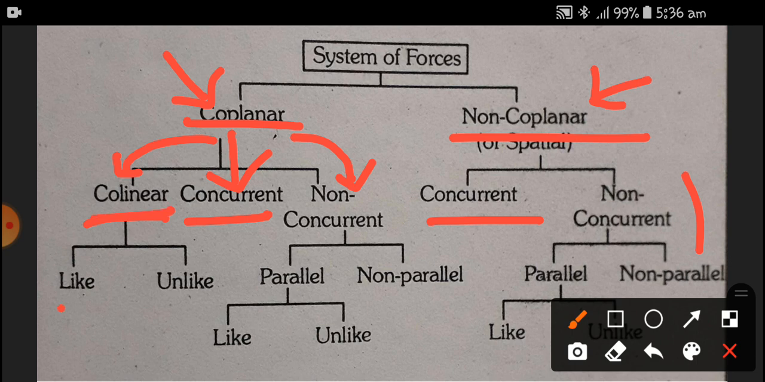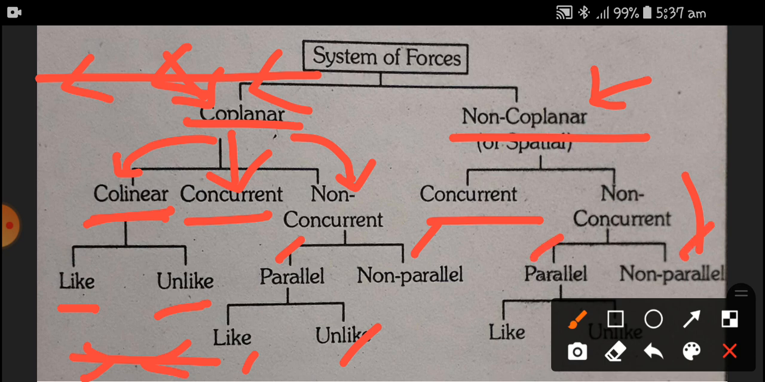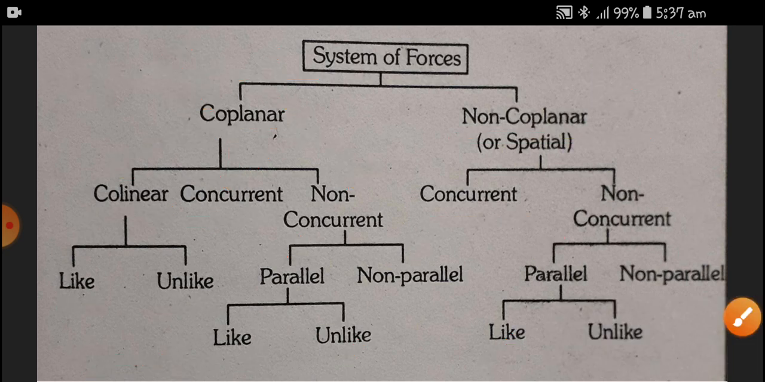In collinear, it may be like or unlike forces. If the line has multiple forces all in the same direction, it is a like force, whereas if it is the same line but one force is in this direction and another in this direction, it is unlike forces. Non-concurrent is parallel or non-parallel. In parallel it may be like or unlike forces. Similarly, in non-coplanar non-concurrent we have parallel and non-parallel. Parallel is categorized into like as well as unlike forces. So these are the different types of forces.